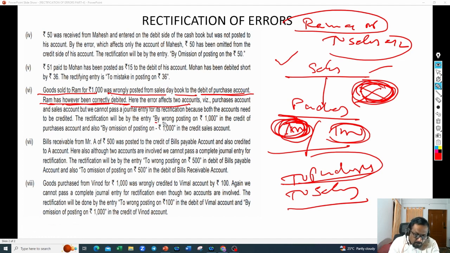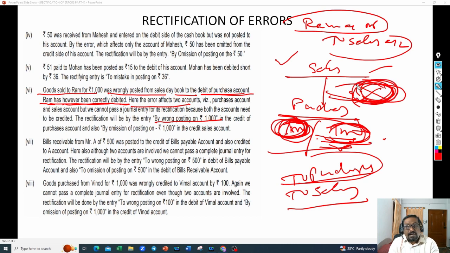Simple. By wrong posting, you need to put it in the credit side of the purchase book. In the sales book, by omission of posting, because you omitted to post here. So here you need to say omission. Here you need to say wrong posting. That's all. Purchase account, what do we write? Credit side by wrong posting, 1000. Why are we crediting? Because it was debited, it has to be rectified by crediting. Hence by wrong posting, 1000.